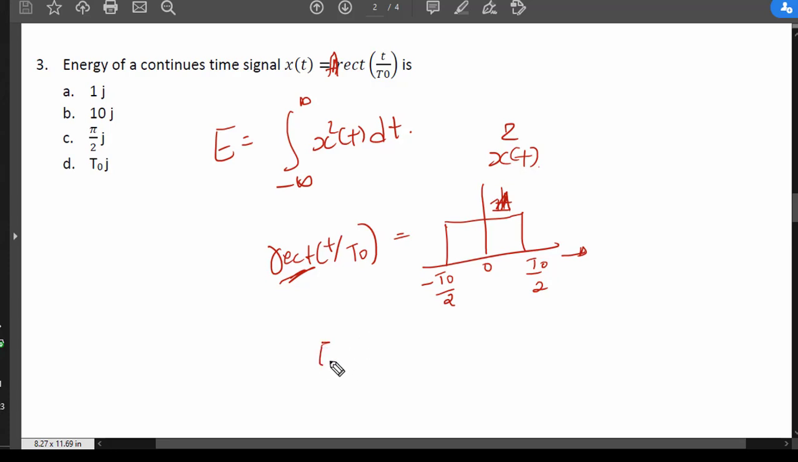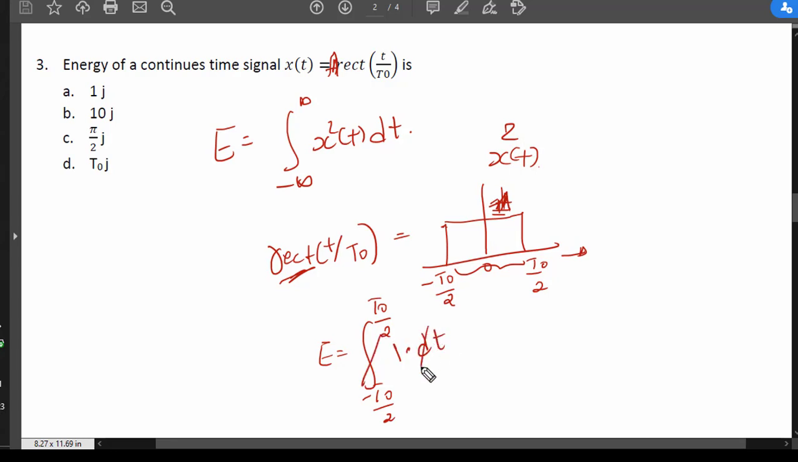It's simple. E is equal to the integral from minus t naught by 2 to t naught by 2 of x square of t. What is the amplitude of the signal x of t for t varying from minus t naught by 2 to t naught by 2? Its amplitude is 1. So its square, 1 square is 1, 1 into dt.